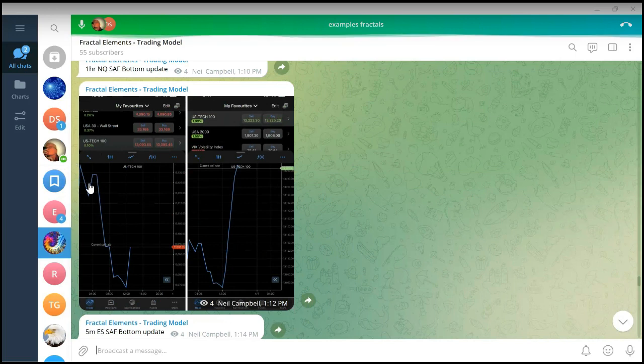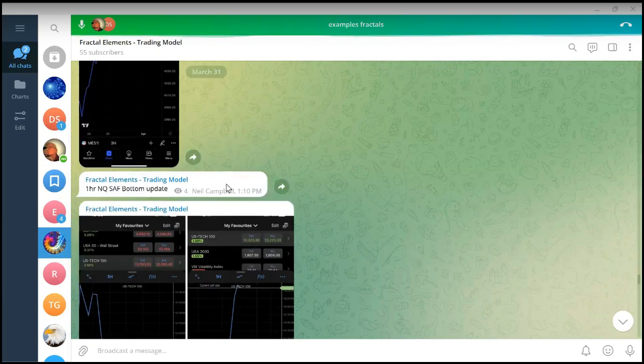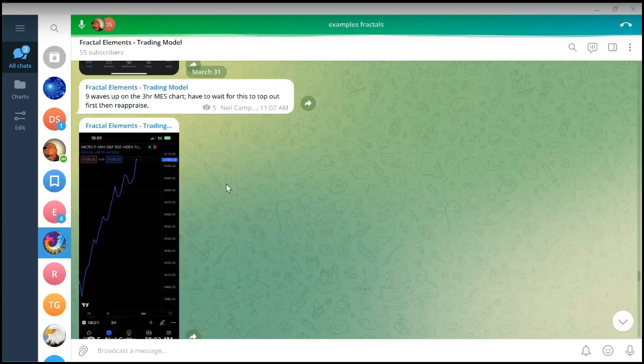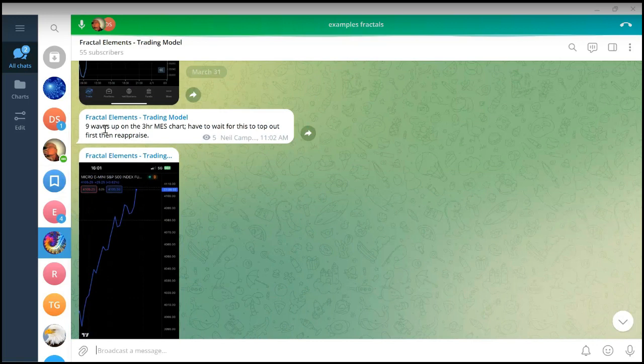Again, 1, 2, 3, 4, 5. Again, if you repeat and do this every day, which we do, every minute, okay, you'll memorize the fractals here, and you can determine the turning points. Now, that was on the NQ. So we're looking at the fractals on the ES, gold, gas, the NQ, the Dow. They appear in all markets. It really doesn't matter what happens here. Now, sometimes that 7 up might go up to 9, okay, and then it goes back down again. So he found a 9 wave up on a 3-hour micro chart.